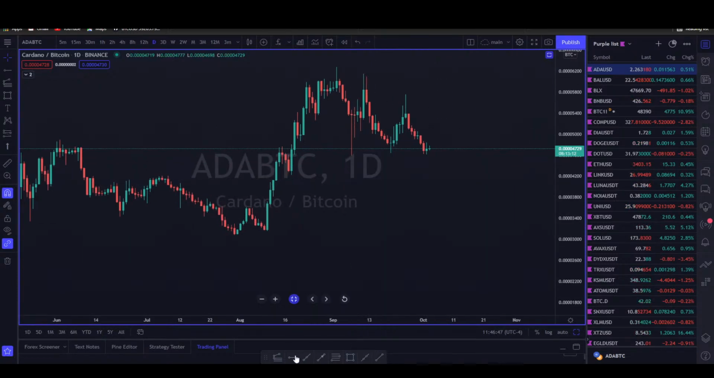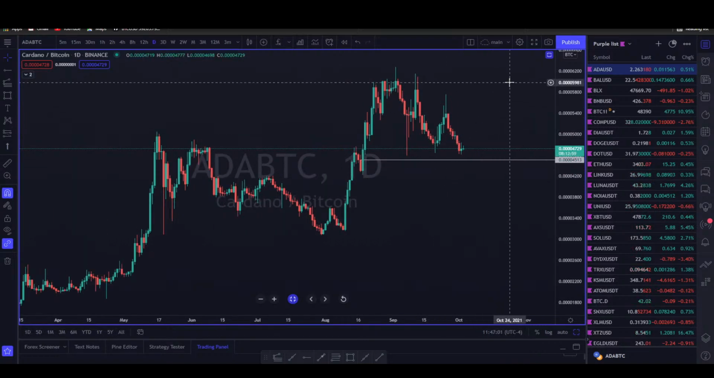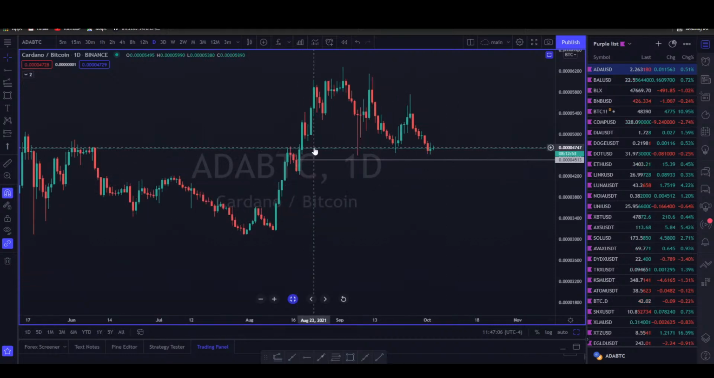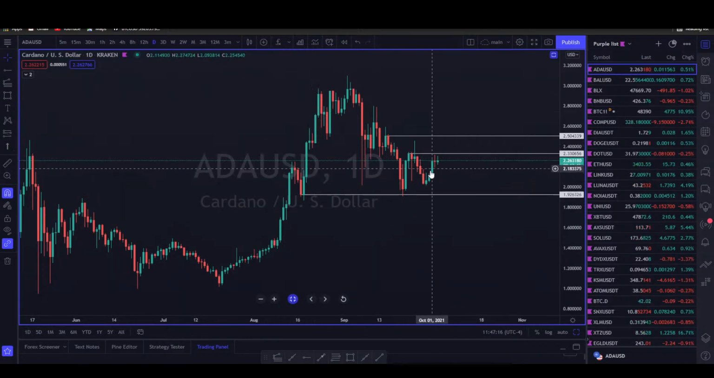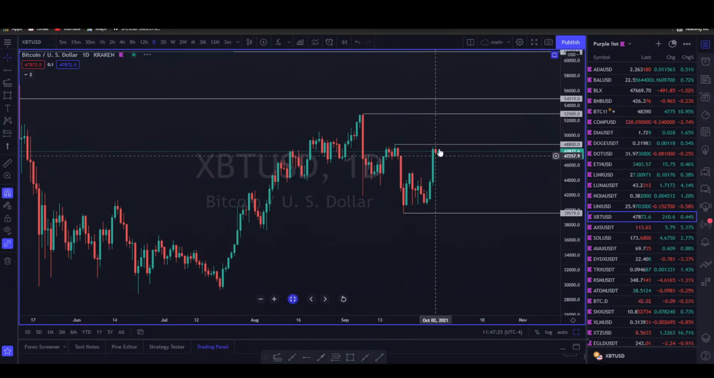Let me get rid of all these levels. Here. So if you're not closing dailies below that, that might be a good spot to look for potential entries to the bullish side. But if Bitcoin starts ripping, just understand that this support is not going to hold, right? Because you're trading Cardano versus Bitcoin, and the only way that this asset goes up is if it's stronger than Bitcoin.